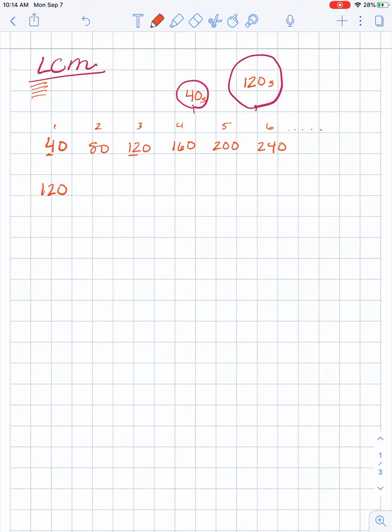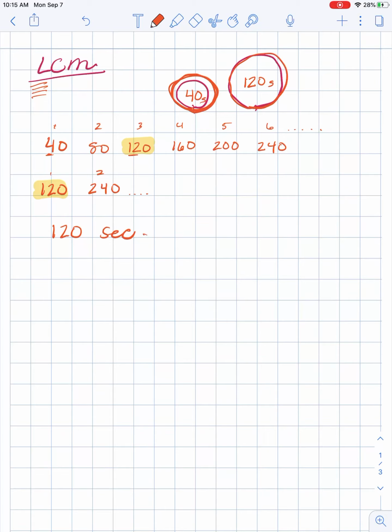Now let's do the same for 120. 120 times 1 is 120. 120 times 2 is 240. And we could keep going, but I noticed that we don't have to. We actually didn't even have to list the second one there. I noticed that 40 times 3 is 120, and 120 times 1 is 120. So what that tells us, our least common multiple is 120 seconds. And so what that means is that this little guy here will go around 1, 2, 3 times in the time that it takes this larger one to go around once.